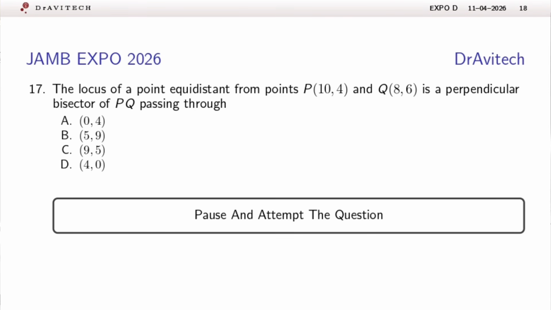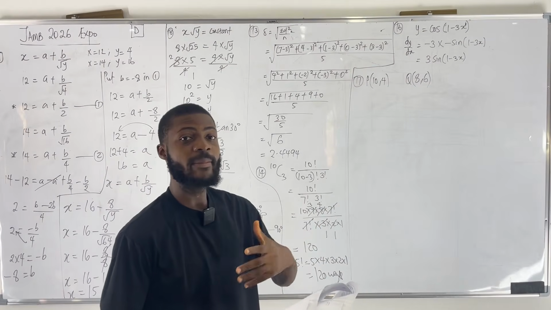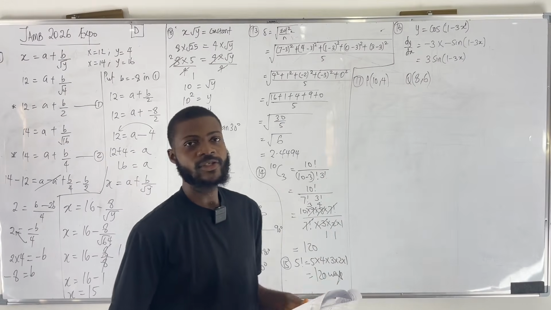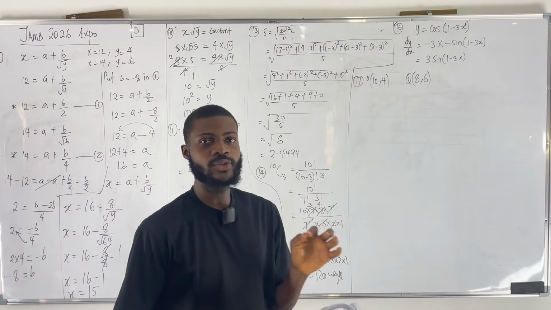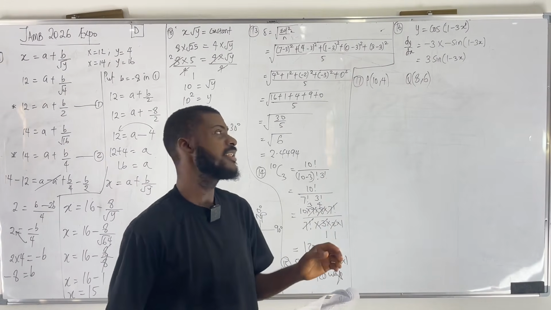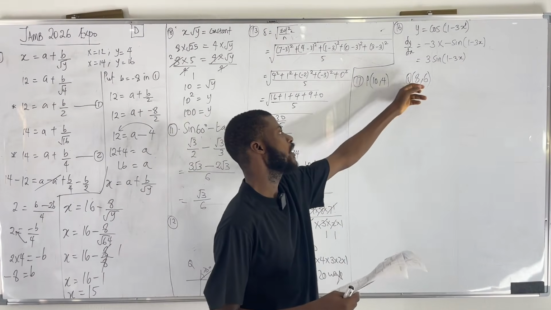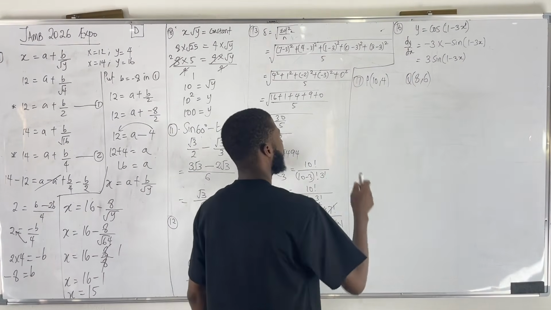Question 17 says, the locus of a point equidistant from the points P(10, 4) and Q(8, 6) is a perpendicular bisector of PQ passing through dash. The question is not difficult. They only need you to tell us where that perpendicular bisector is passing. First of all, a bisector divides into 2 equal parts. So if it's dividing into 2 equal parts, it means we have to find the midpoint, the middle here. So let's find the midpoint.